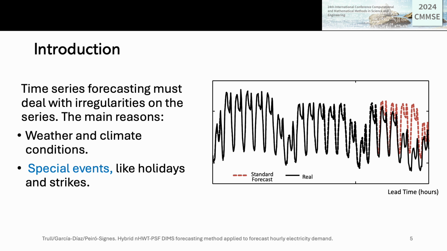The model, if it does not modify the behavior of the forecast, will try to reproduce previously observed data, but then the special event is coming and the final result is not what was expected. The red dashed line is what the model has forecasted, whilst the black one is the real demand.